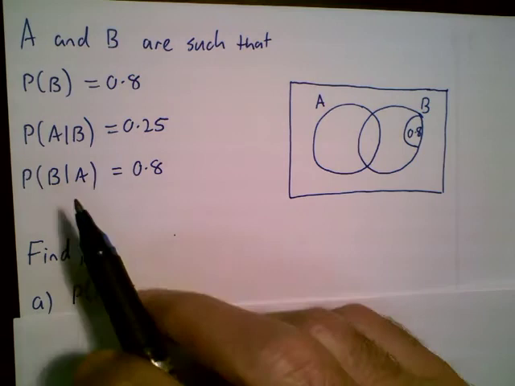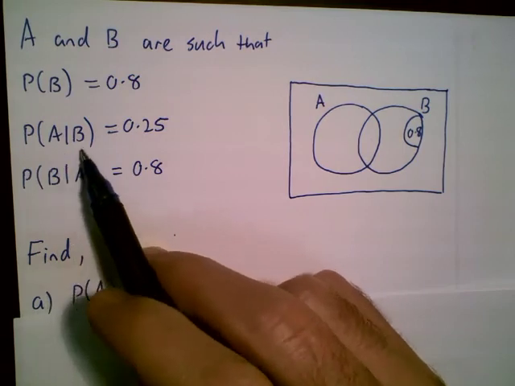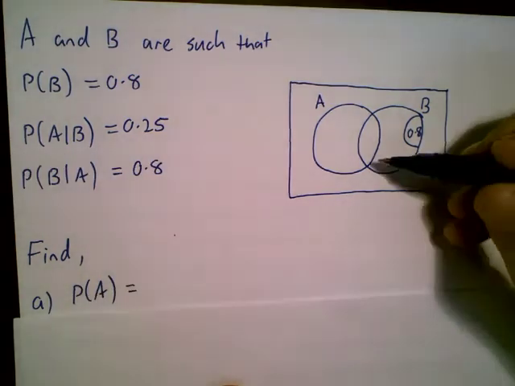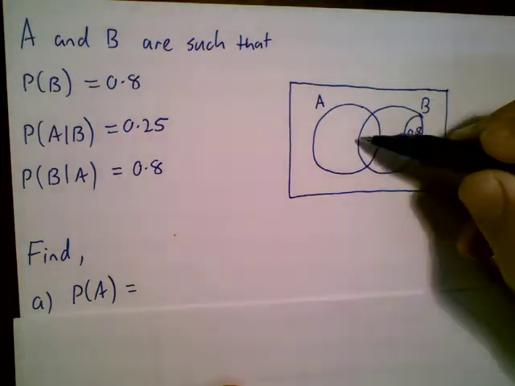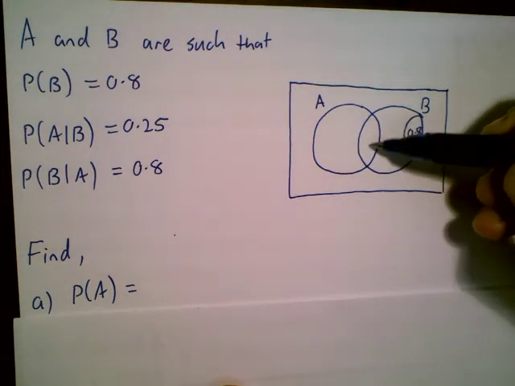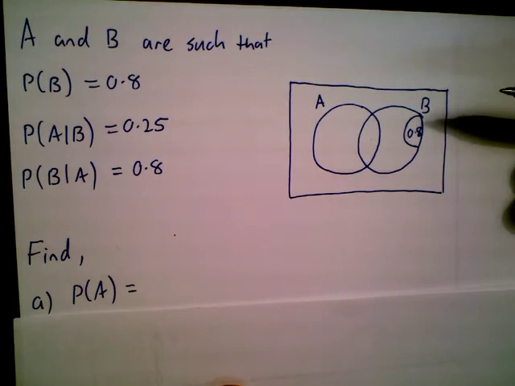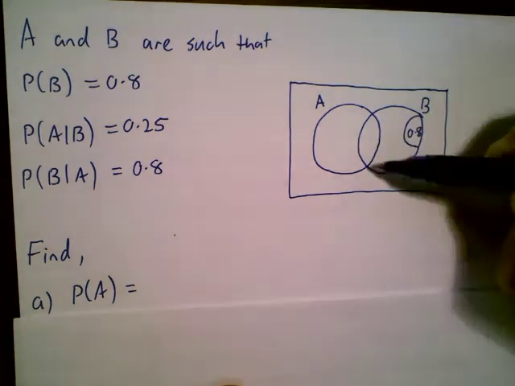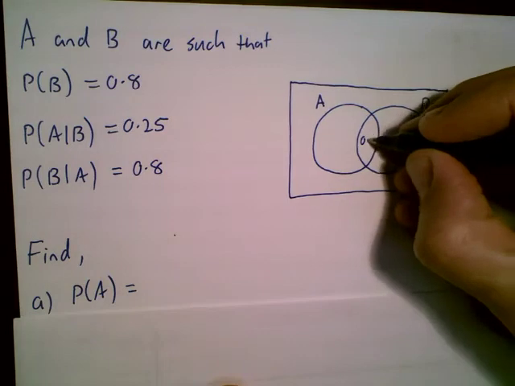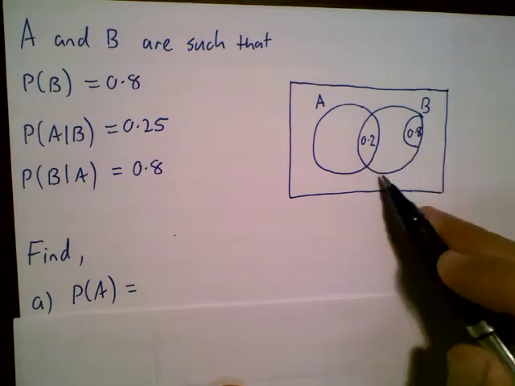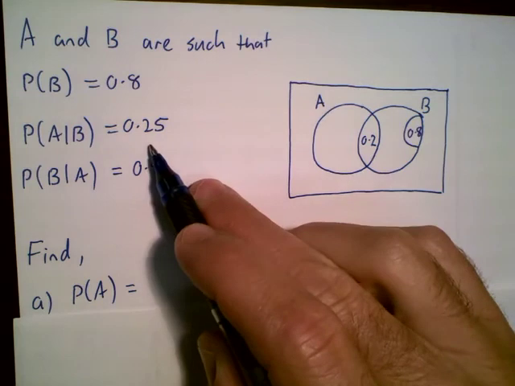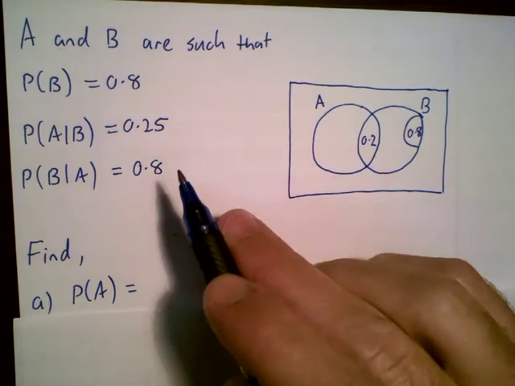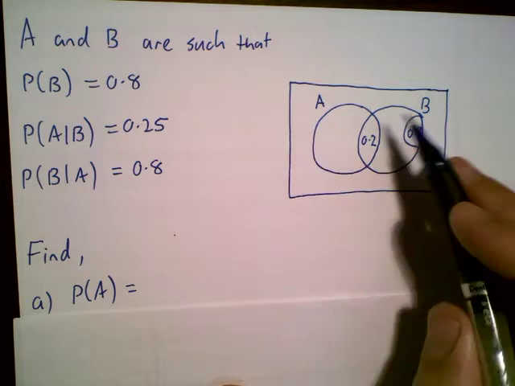We've also got the probability of A given B is equal to 0.25. So given that B occurs, we're saying the probability of A, which would be this part in here, is 0.25 or 1/4. So we want this part here to be 1/4 of all of 0.8. So it must be 0.2. 0.2 over 0.8 gives this 0.25 or 1/4. So straight away we know this intersection between A and B is 0.2.